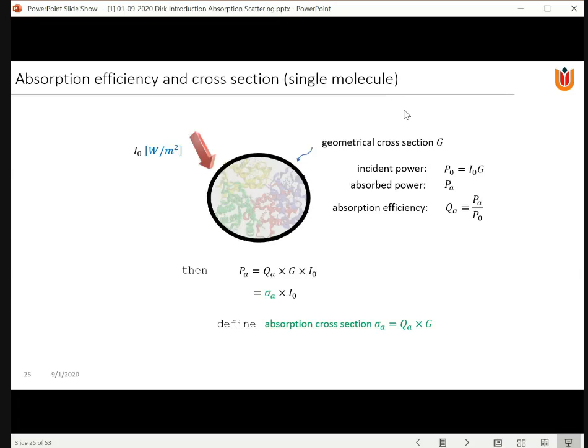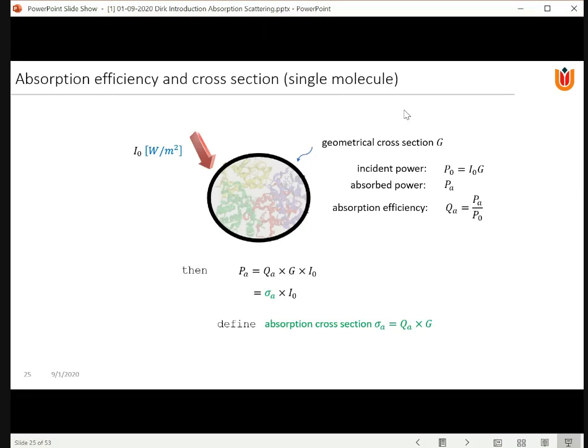So we can now make a second definition, a second property, by combining the product of Q, the absorption efficiency, and the geometrical cross-section G. The efficiency was dimensionless. The geometrical cross-section had units of square meter, so that means that this new absorption cross-section also has units of square meter. It's the efficiency times the geometrical cross-section. One way of conceptualizing this absorption cross-section is that it would be the effective area that the light is interacting with.